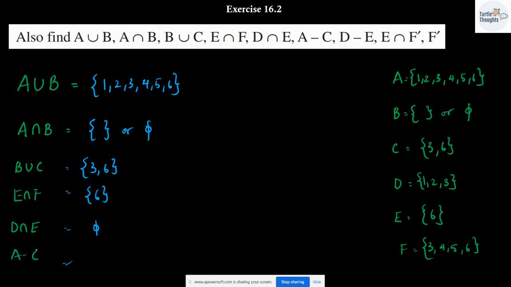A minus C. A minus C means all the elements which are in A minus those which are in C. So C has 3 and 6. From A, you have to remove 3 and 6. Upon removing 3 and 6, I will be getting 1, 2, 4, and 5 as the answer. This is going to be A minus C.